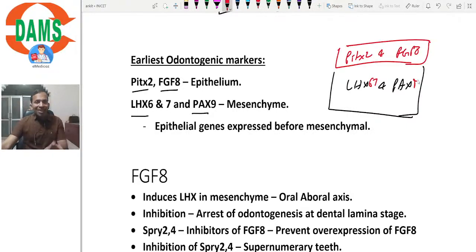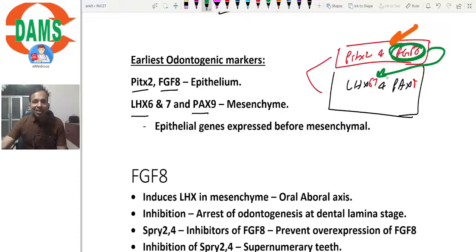So which genes are expressed first? Is it the epithelial genes or the mesenchymal genes? So which of these two will be expressed first? It is the epithelial genes. So first the epithelial genes are expressed, and then the FGF8 here will stimulate the expression of LHX6 and 7, and after that PAX9 will be expressed, right? So first of all epithelial genes and then mesenchymal genes. Epithelial genes will stimulate the expression of mesenchymal genes.